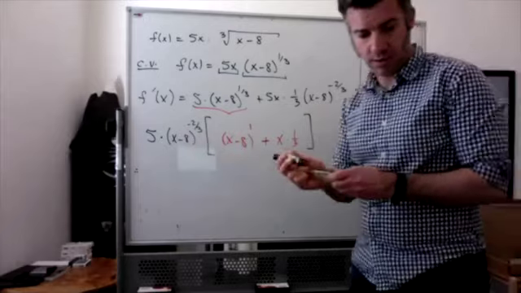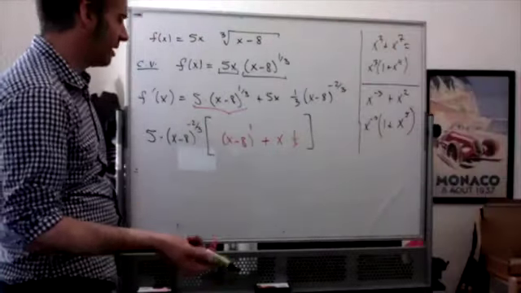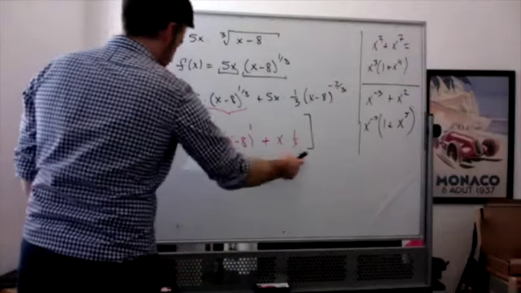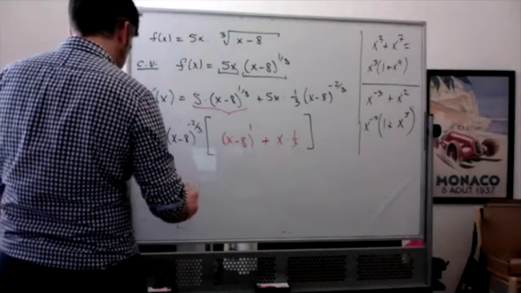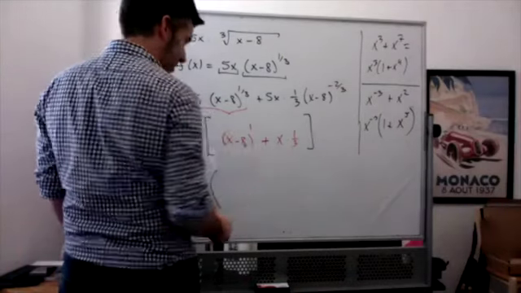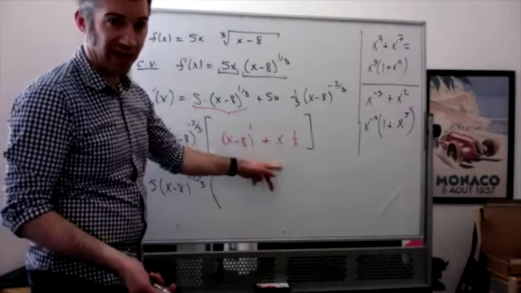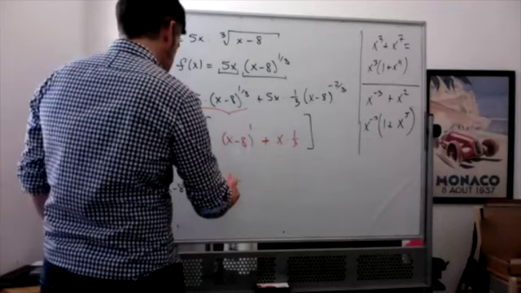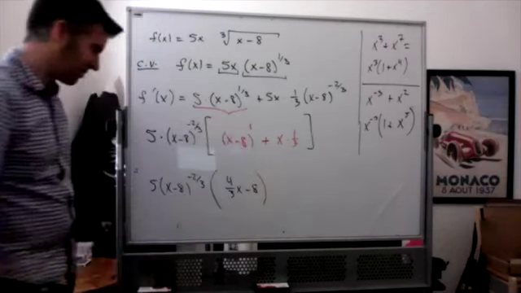Now, another thing we can do. So here's, yeah, I don't know, I'm kind of torn. I don't love this personally. So here's what we've got. We've got 5 times x minus 8 to the negative 2/3 times x minus 8 plus 1/3 x. X plus 1/3 x is 4/3 x. So you can say we have 4/3 x minus 8.